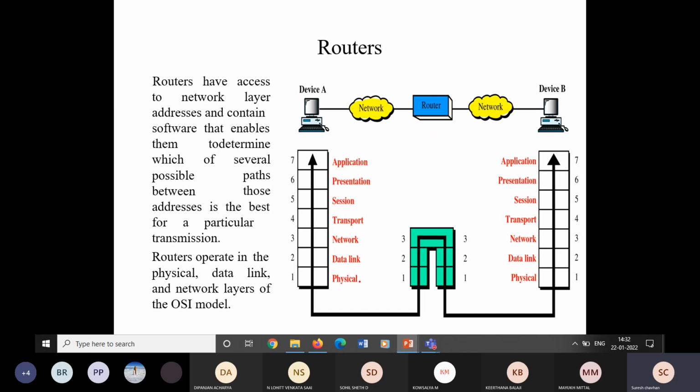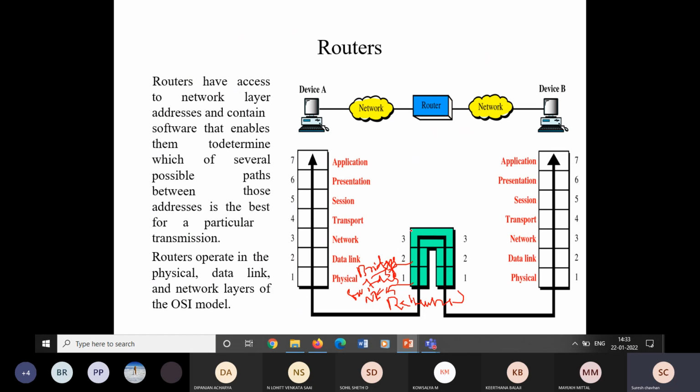Right. So now we'll see the routers. Whatever we have seen so far: one is the repeaters and hubs, then the second one, the switches, and network interface cards. Then we saw the bridges, different bridges. Now we will see the routers.